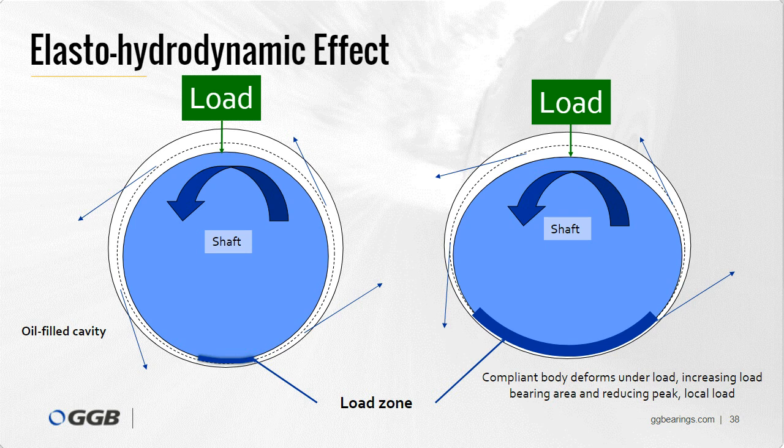Now let's compare that to the image on the right. In this image, we see the shaft is deforming under the given load. Contact area conformance is improved due to the viscoelastic deformation, and this reduces the contact pressure, which allows for easier fluid film formation. Think back to the Hersey number and the denominator.